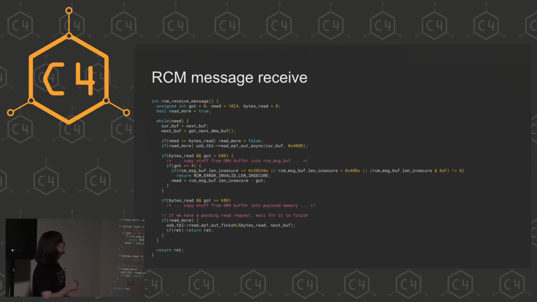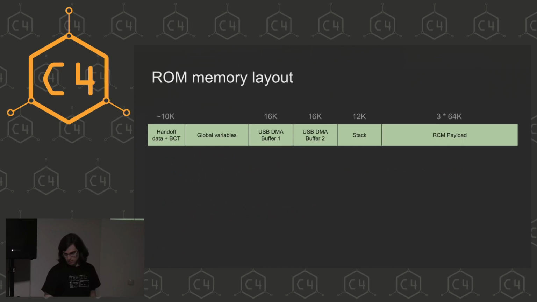So to recap, this just receives the message. It does all kinds of sanity checks already so that we don't overflow anything, and puts the header into one place and the payload into another place. This function does this asynchronously. So while waiting for this to finish, oh yeah, here for example, this is the memory layout I talked about. This is the SRAM that the ROM has as part of its memory.